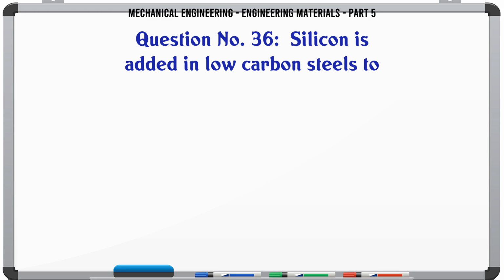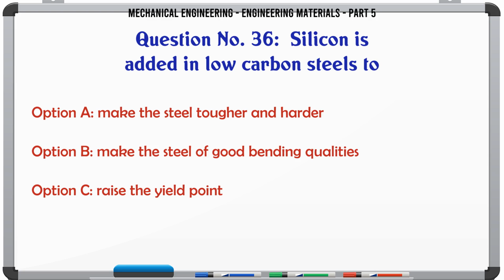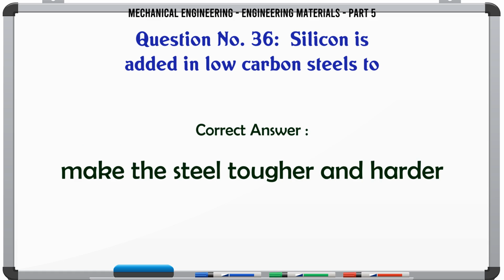Silicon is added in low-carbon steels to: A. make the steel tougher and harder. B. make the steel of good bending qualities. C. raise the yield point. D. all of these. The correct answer is make the steel tougher and harder.